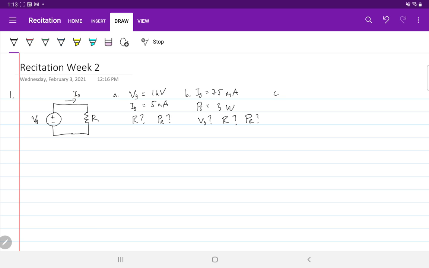Okay, the last set of questions, R is known, given as 300 ohms, and the power consumed by the resistor is given as 480 milliwatts. Question is what is IG and what is VG.